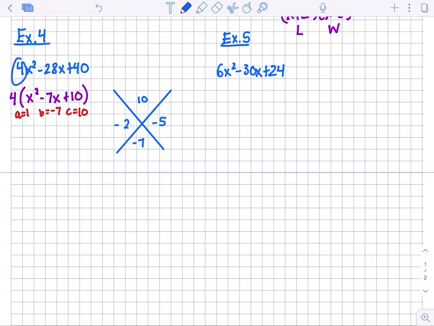Now, this was not originally A equal to 1, but this is. So since that's A equal to 1, we can just use these as our factors. So keep the 4 out there because it was there originally, right? x minus 2 and x minus 5.